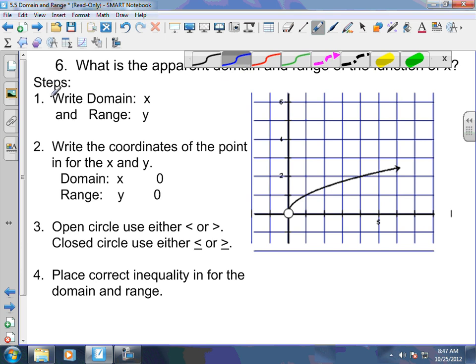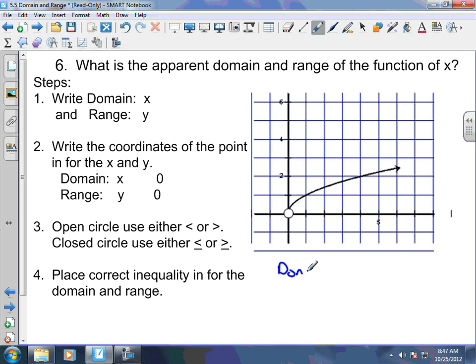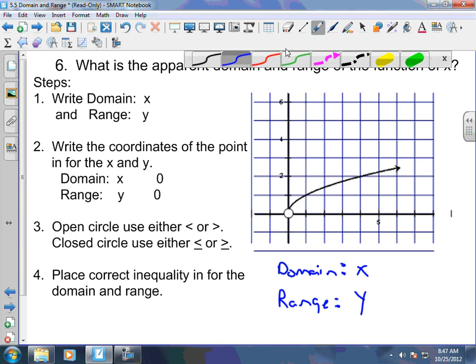What is step 1? So everybody do that. Write domain X, range Y. That's what they said to do in step 1. What is step 2? Write the coordinates of the point for x and y.